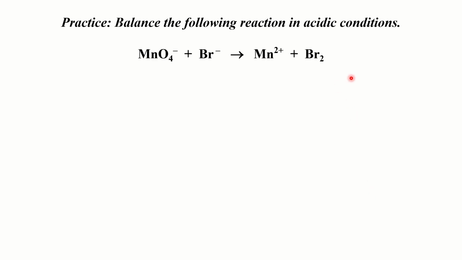Let's look at an example problem. This problem states, balance the following reaction in acidic conditions. So we've got permanganate plus bromide forms manganese 2+ and bromine.